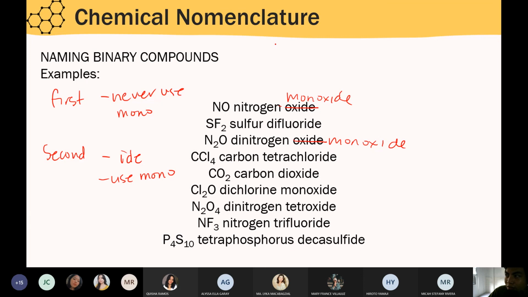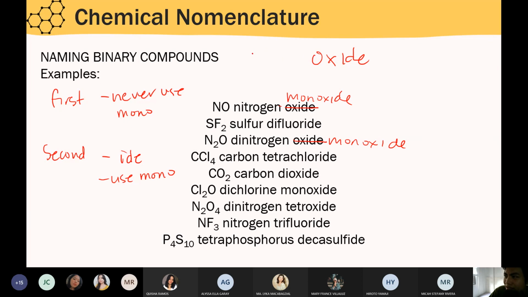Another thing is that if your prefix ends with a vowel and the name of your element begins with a vowel, for example, monoxide, you have to drop a letter. You have to drop the last vowel of your prefix. So instead of writing monooxide, you just write monoxide. You drop the last vowel of your prefix. How about tetraoxide? Tetra.